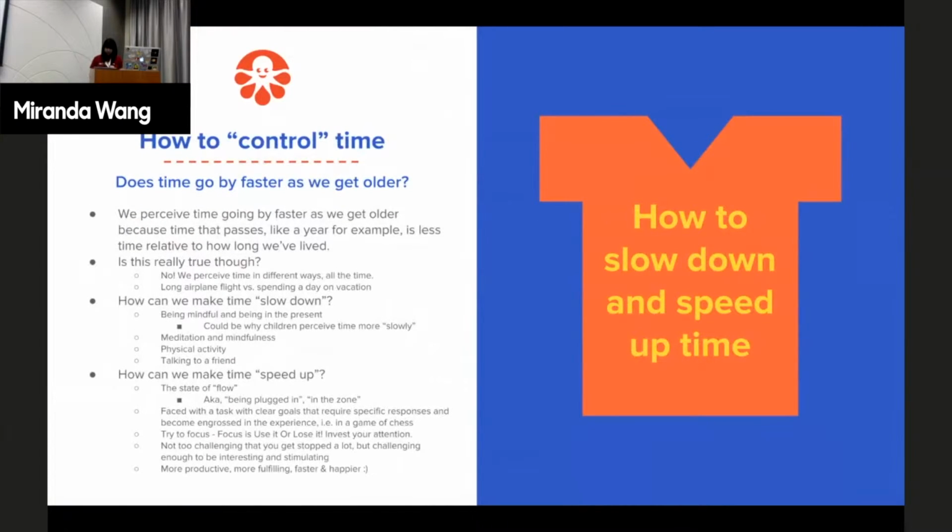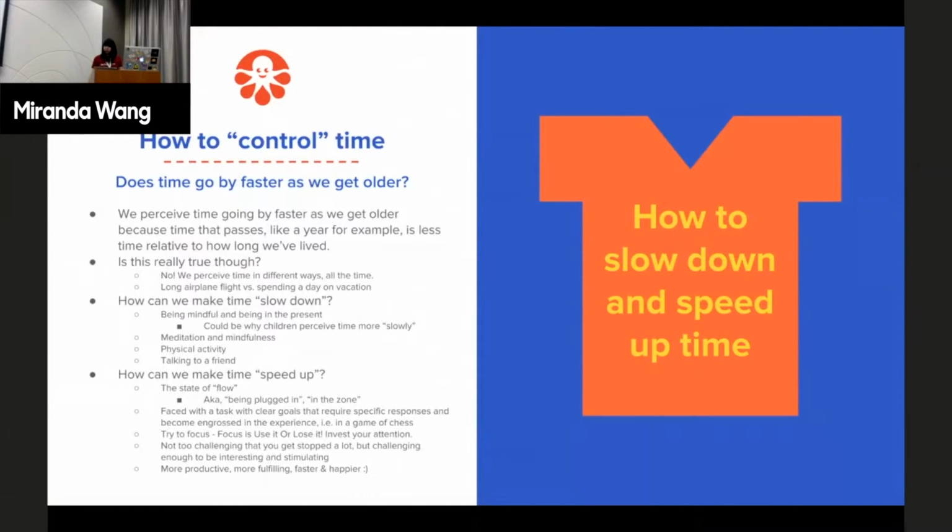Second hack, how to slow down time and speed up time. So time is an interesting concept because it's very much defined by how we perceive it. There's an interesting theory about time passing faster as we get older. The theory states that as children, we perceive time to go by slower because the time that has passed is itself longer relative to our total time that we've been alive. For example, a 5-year-old child experiences 1 year as very long because 1 year is 1/5 of their life, whereas a 50-year-old person may experience 1 year as shorter because it's only 1/50th of their life.